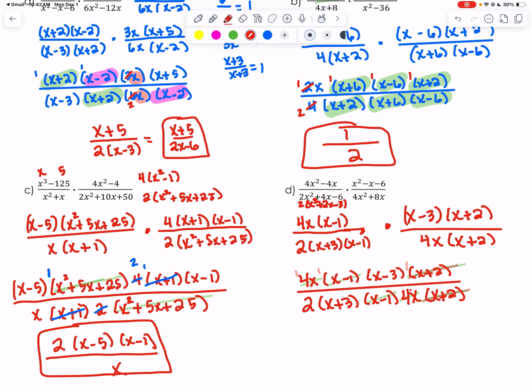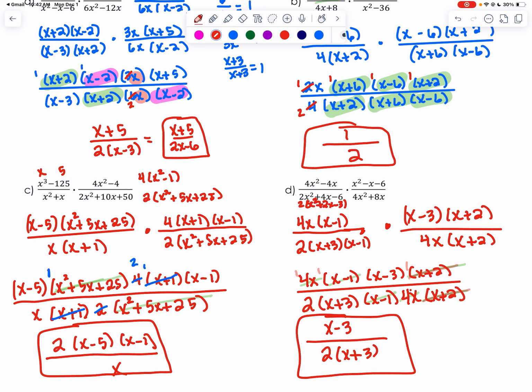All right, so on the top, we have 1 times x minus 3 times 1. So that would leave me x minus 3 on the top. On the bottom, we have a 2 and an x plus 3. That's all that's left. So 2 parenthesis x plus 3. Final answer.